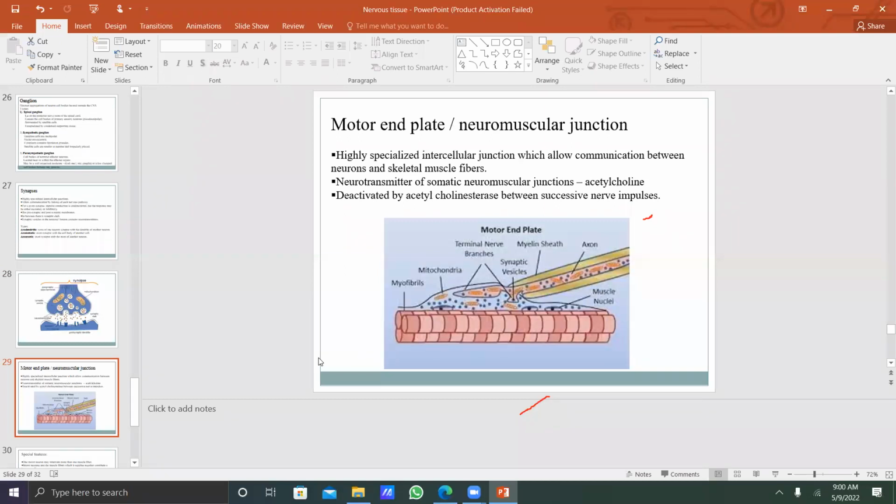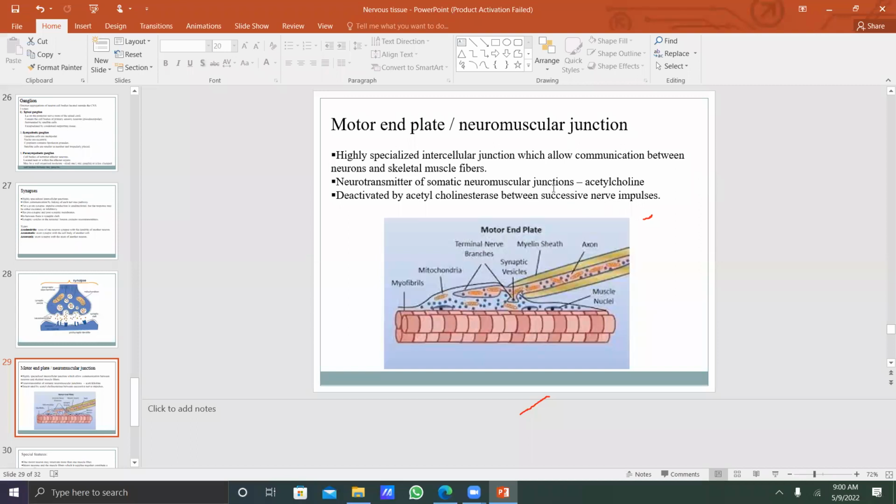So then there is the motor end plate, or the neuromuscular junction. This is a special type of synapse which is formed in between a neuron and a skeletal muscle fiber. So, motor end plate or neuromuscular junction is a highly specialized intercellular junction which allows communication between neurons and skeletal muscle fibers.